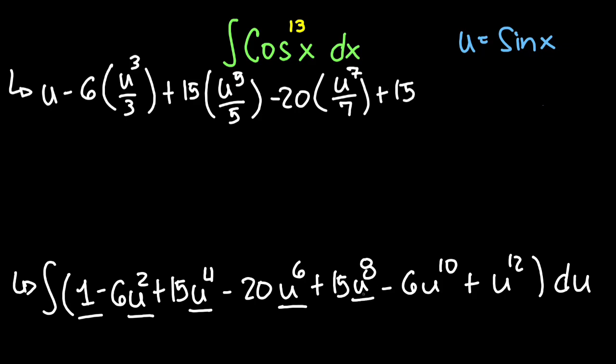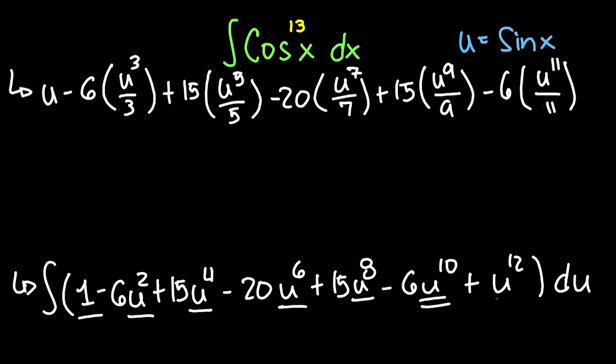and multiply this by the integral of this, which is u to the power of 9 over 9 minus 6, multiply it again by the integral of this one, which is u to the power of 11 over 11, and the integral of u to the power of 12 would be equal to u to the power of 13 over 13, and add plus c every integral.